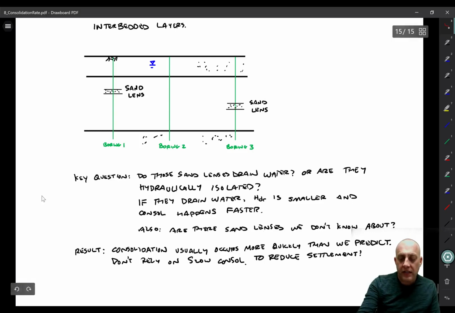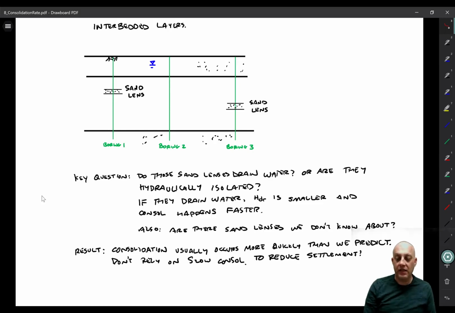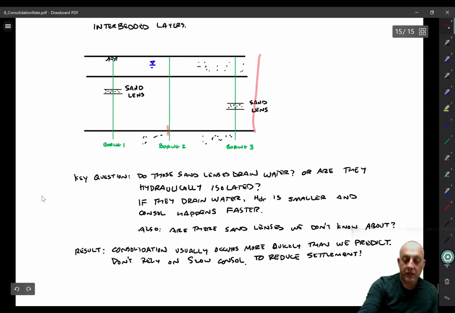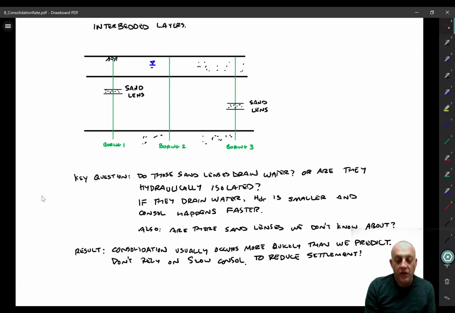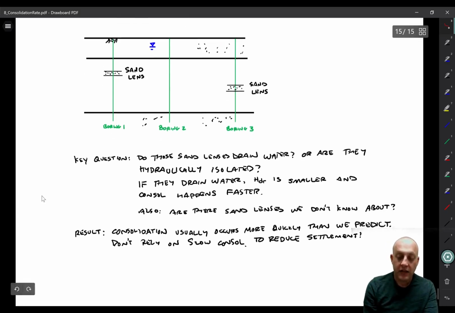Also, are there other sand lenses that we don't know about? We don't go and drill everywhere in the site. We drill a few boreholes. There might be things that we missed. So there might be some sand lenses in there we don't know about. Maybe we would put a boring here and then one over here, and we would miss all those sand lenses and wouldn't even know they're there. So the result of all of this is that consolidation usually happens quite a bit faster in the field than what we predict, based on our knowledge of drainage path lengths and our best guess of what they are.